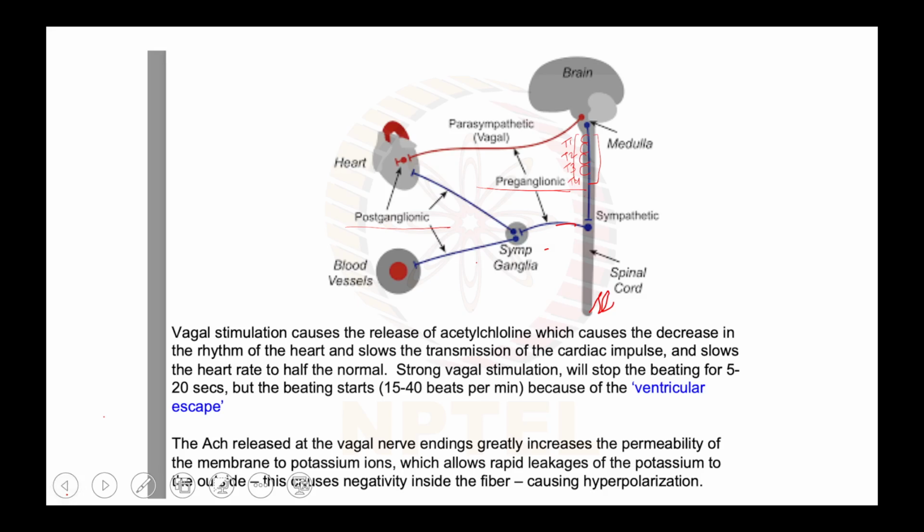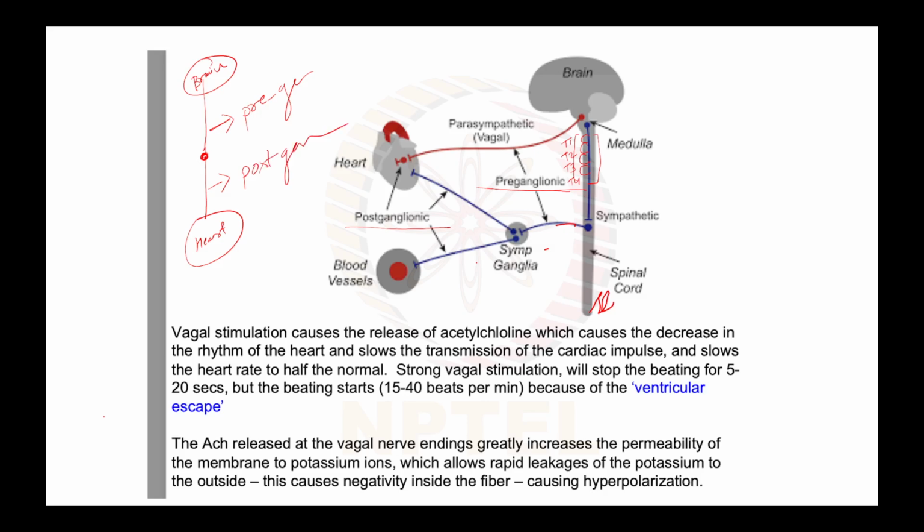So the signal to the heart is coming through two series of neurons. If it comes from the brain, one neuron makes a ganglion, and then another neuron carries the signal from the ganglion to the heart. So it is two series of these neurons. We have the preganglionic fiber, and after the ganglion we have the postganglionic fibers.